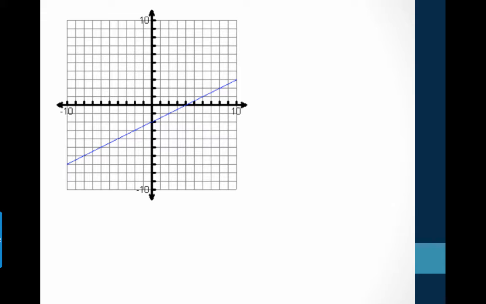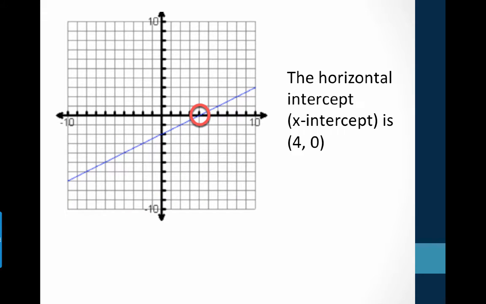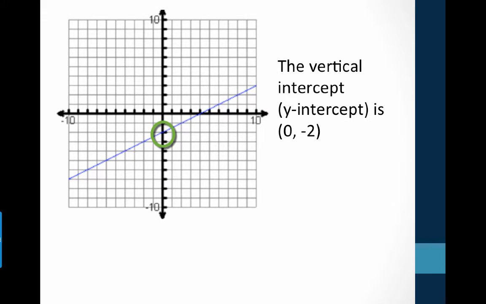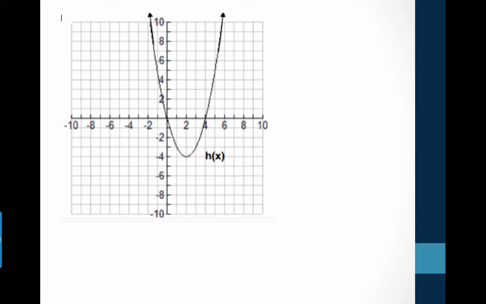Here we have a linear graph, and the point at which it crosses the x-axis, the horizontal intercept, is the point 4, 0. We can write that as an ordered pair. The point at which the graph intercepts the y-axis, or the vertical intercept, is 0, -2, again written as an ordered pair. As we look at graphs, it's pretty easy to find the intercepts because it's just where it crosses the x and y axis.